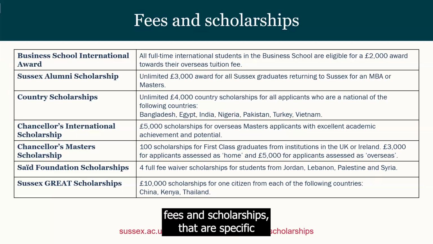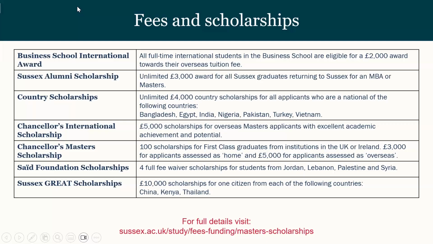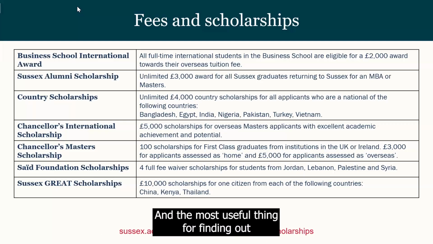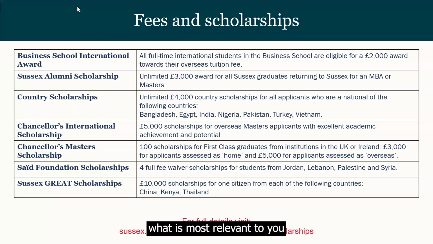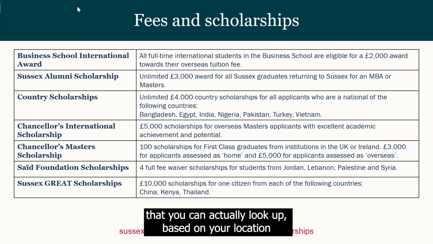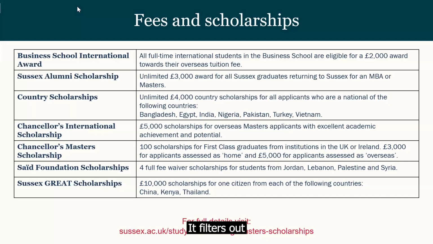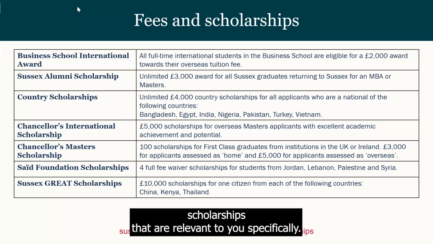Again, there's a range of fees and scholarships that are specific to particular areas of study, as well as depending on which country you're located in. And the most useful thing for finding out what is most relevant to you is by going to this particular tool on our website, where you can look up based on your location as well as the subject area or the degree that you're applying for. It just filters out the scholarships that are relevant to you specifically.